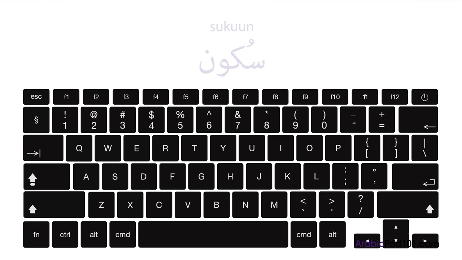So if you see a letter without any voweling between letters with voweling, it automatically means that it might have a hidden sukun. So that's it for our tutorial.